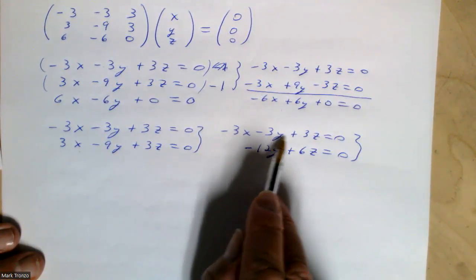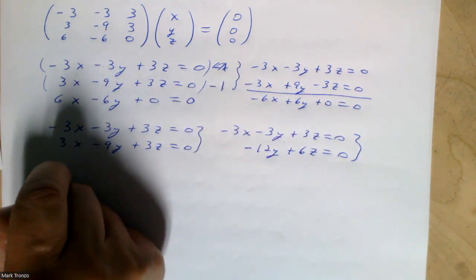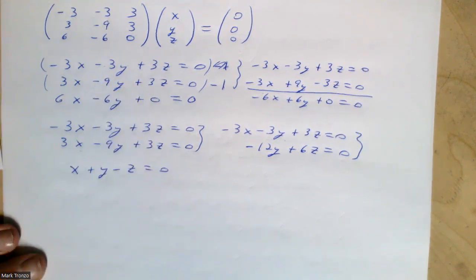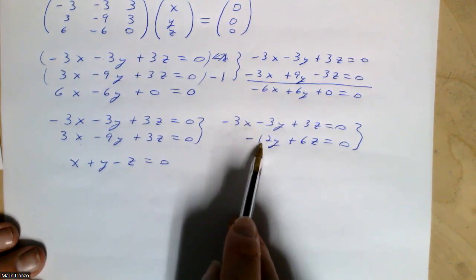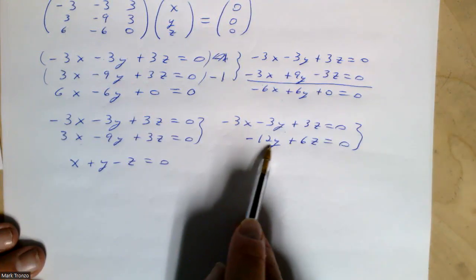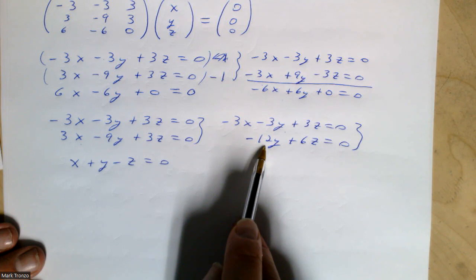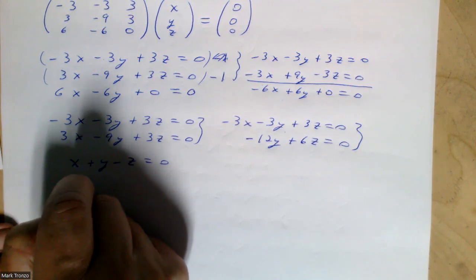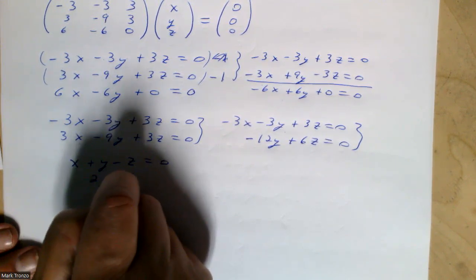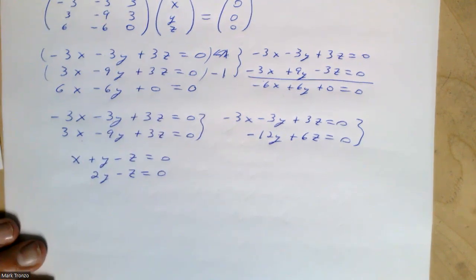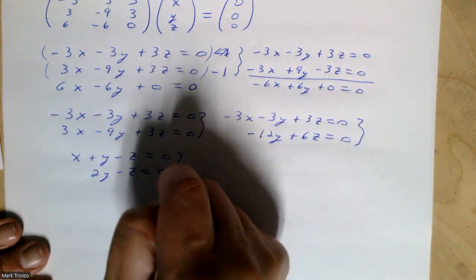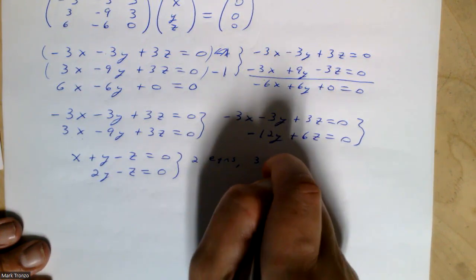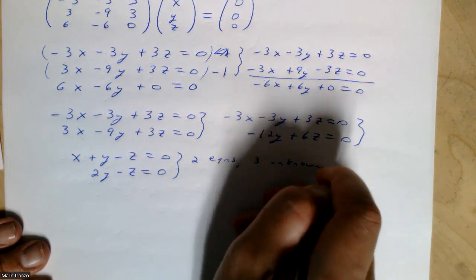And we can further reduce these. If we divide this by maybe -3, that's going to give us x plus y minus z is 0. And if we divide this through by, let me divide by -6, that'll give us 2y minus z is 0. So that's all the farther we're going to reduce it. So we have 2 equations, 3 unknowns. So we're going to need 1 parameter.